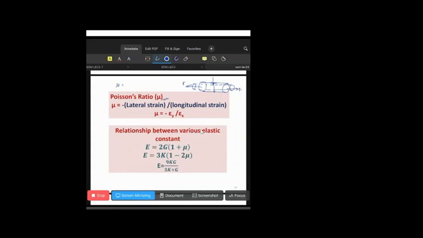Rather, using the word deformation, I may say mu, which is your Poisson's ratio, will be nothing but lateral strain upon longitudinal strain. So why is the minus sign there? You may ask the next question.